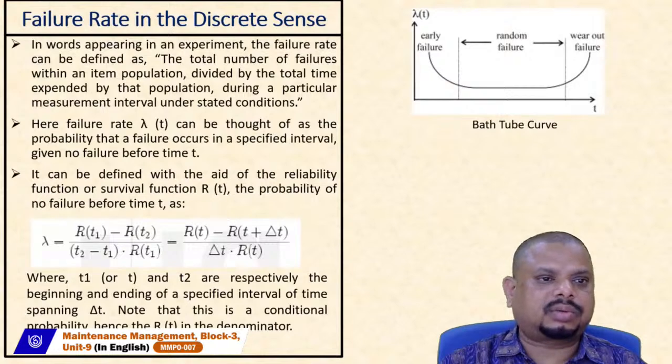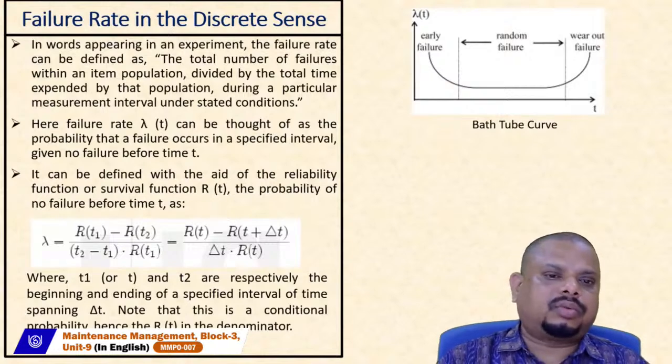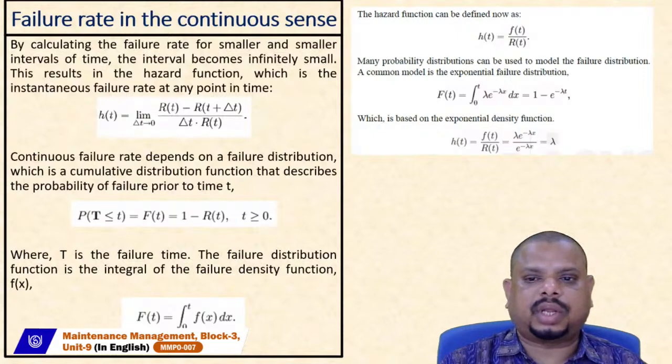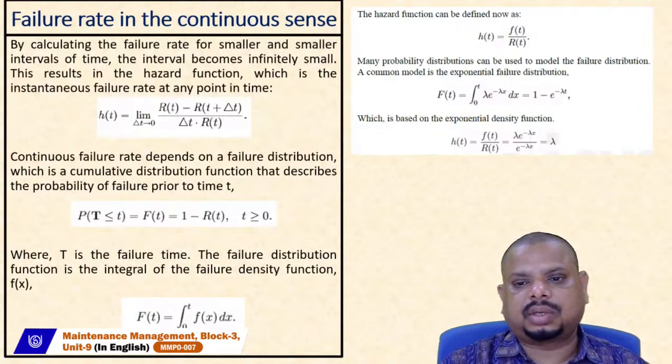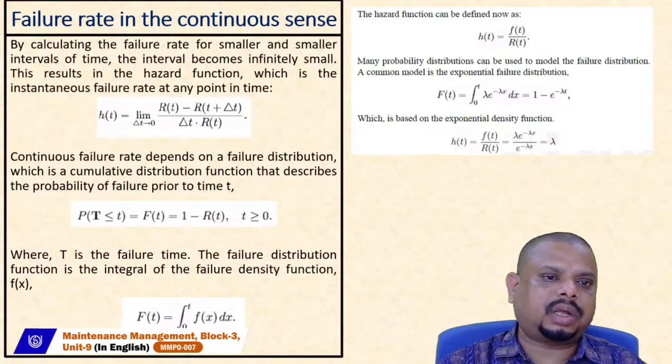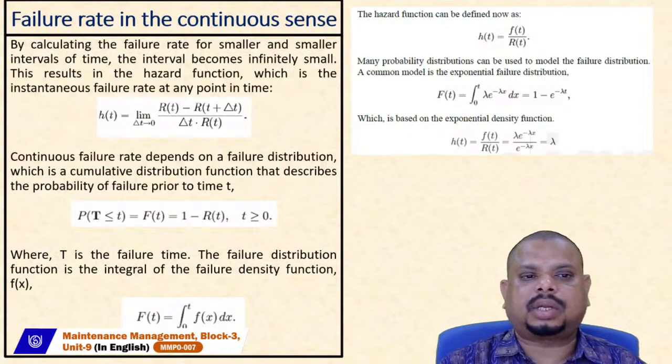Moving to the next ones, we have also gone through the mathematical description of discrete failure rates and how to calculate them with the help of the formulas we have discussed. Then we have also covered failure rate in the continuous sense. We have what is known as the exponential density function.